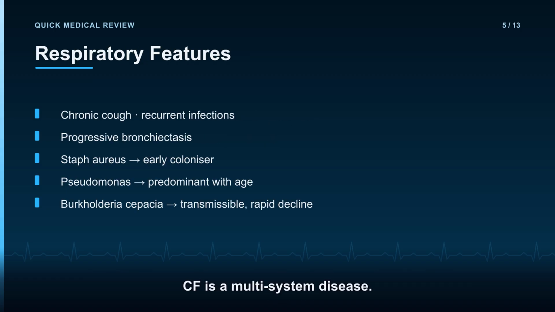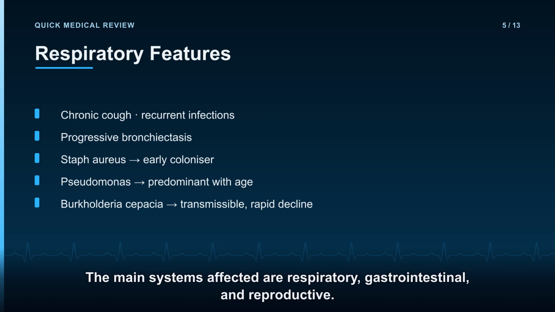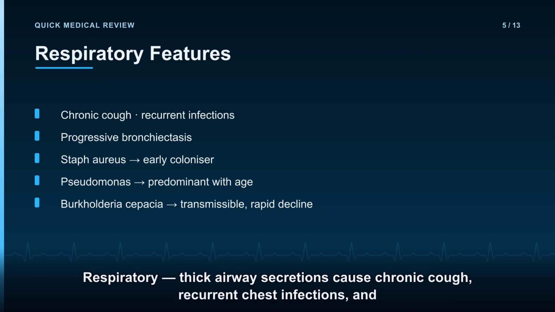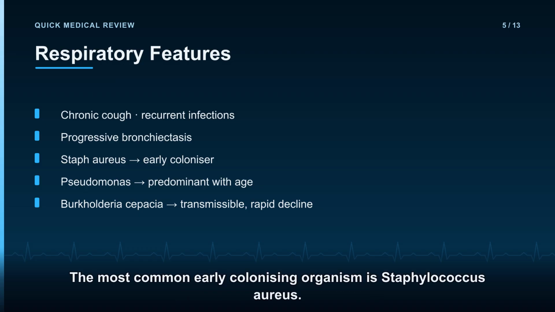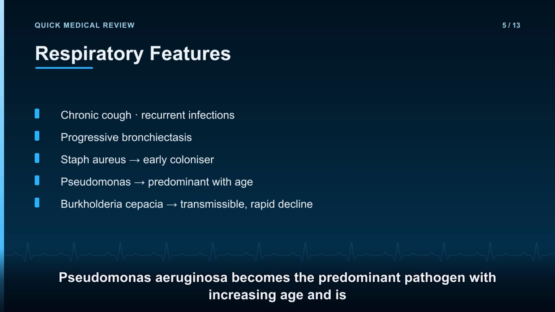CF is a multisystem disease. The main systems affected are respiratory, gastrointestinal, and reproductive. Respiratory: thick airway secretions cause chronic cough, recurrent chest infections, and progressive bronchiectasis. The most common early colonizing organism is Staphylococcus aureus.